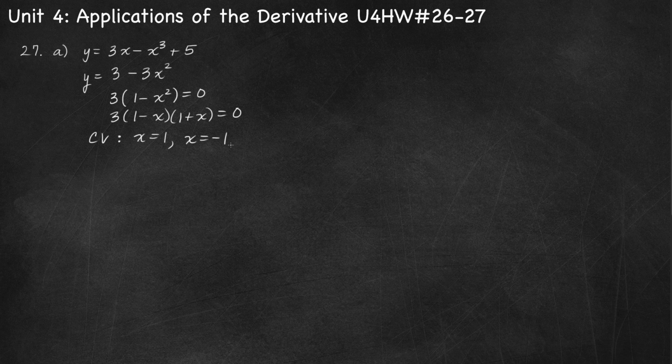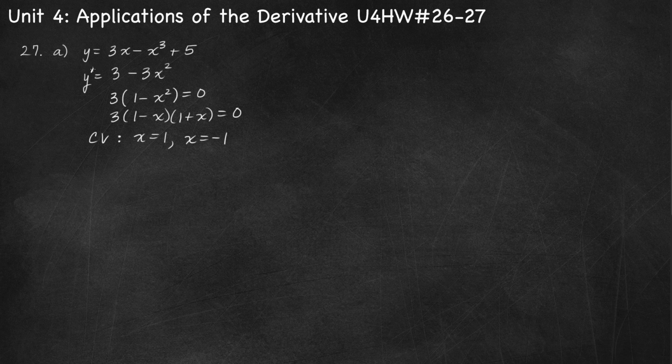From here, I have a choice. I could use a first derivative test. I could draw a number line, place my critical values on the number line, pick test points, and see if I get a sign change in my derivative. That's the first derivative test. But in this problem, we're specifically asked to use a second derivative test. So for the second derivative test, we first find our critical values, and then we substitute those critical values into our second derivative. So let's find our second derivative.